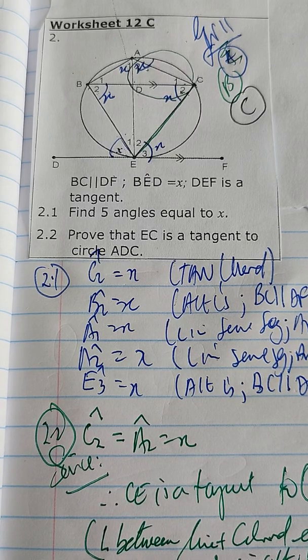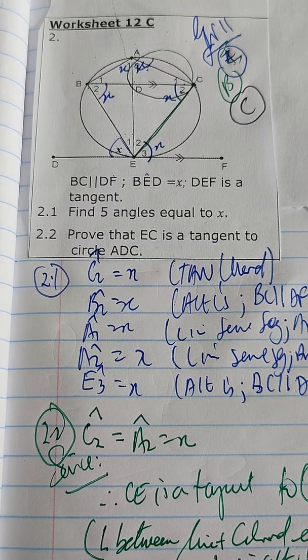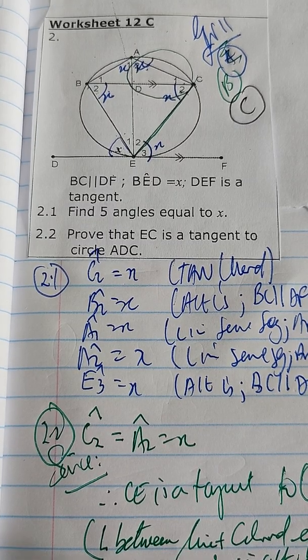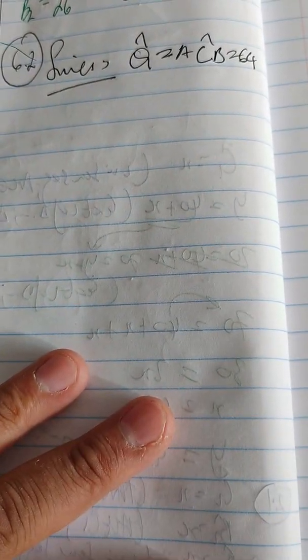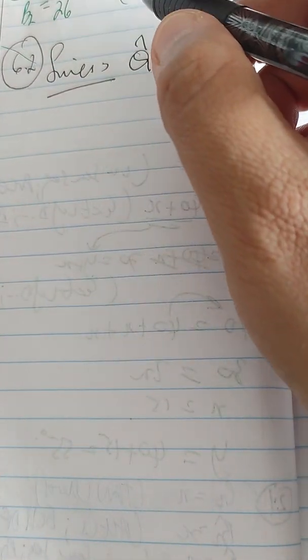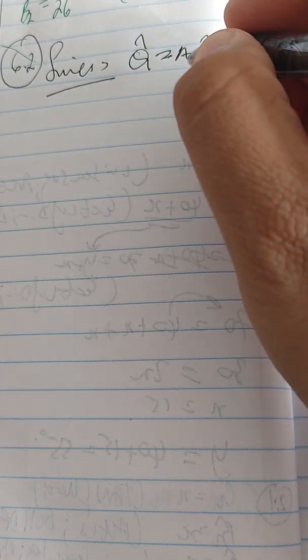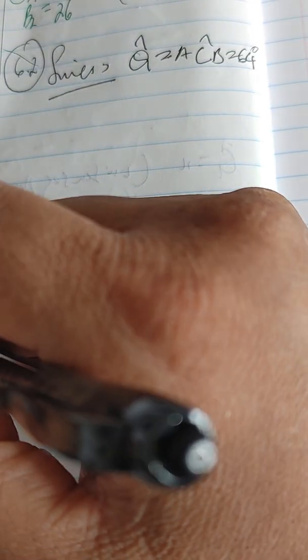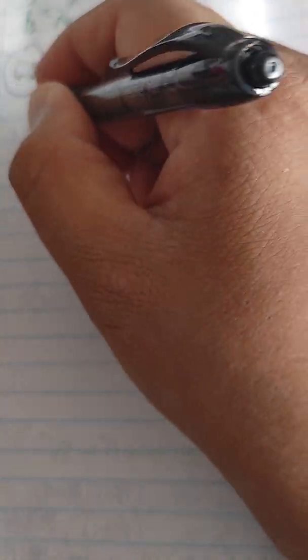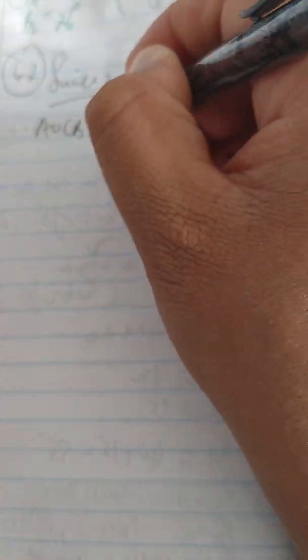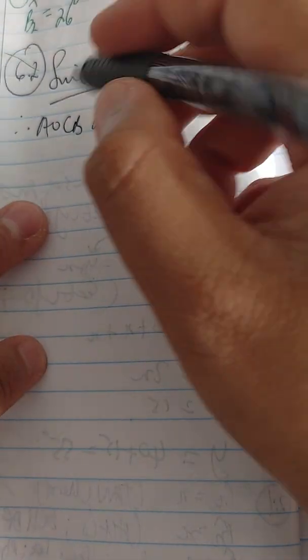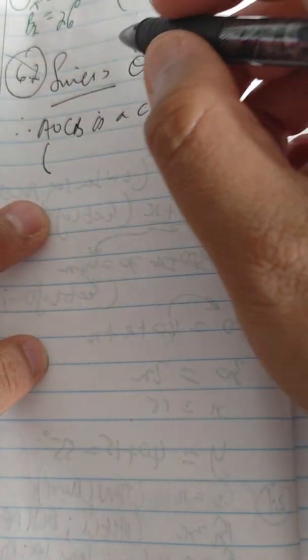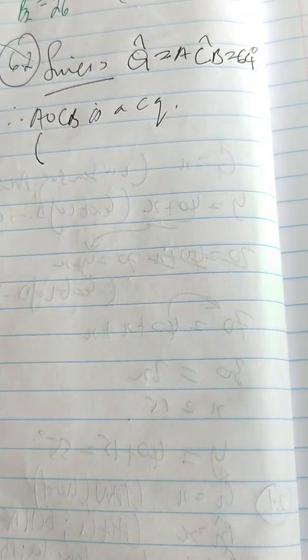Okay, so this worksheet 12C is the third video of the even numbers. We're still concluding the sum here. Since A1 is equal to ACB, which is equal to 64 degrees, therefore AOCB is a cyclic quad. Why is it a cyclic quad? Because of the converse of angles in the same segment. You could have written that down.